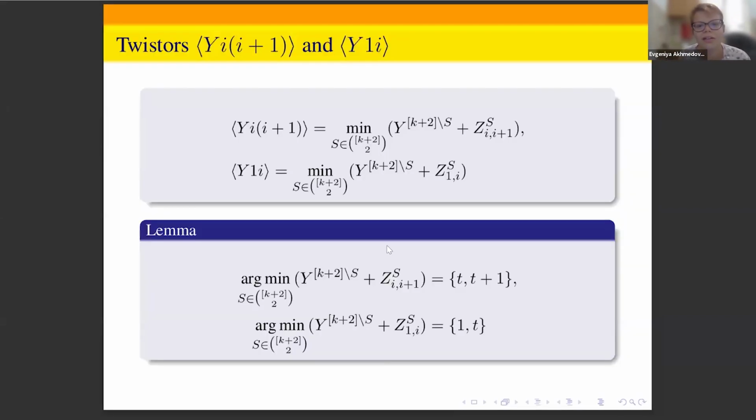And here are the boundary twistors (i, i+1) and (1, i) that give us the sign flip condition. And we can see that they have to minimize in some very specific sets, so that are written in the lemma below. And we can see where the sign flip comes from. The sign flip is just the changing of this t by 1. So we had something minimizing in t, and then when we go to t+1, t+2, this is where the sign flip happens.